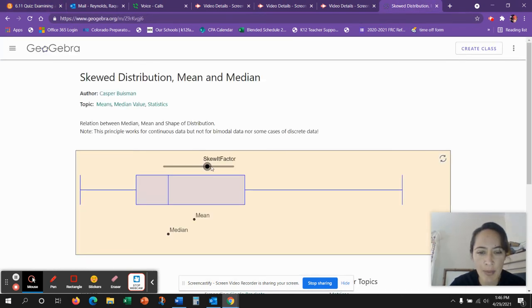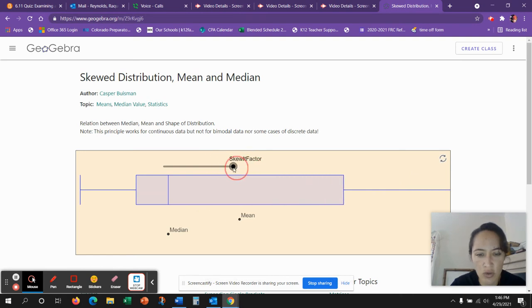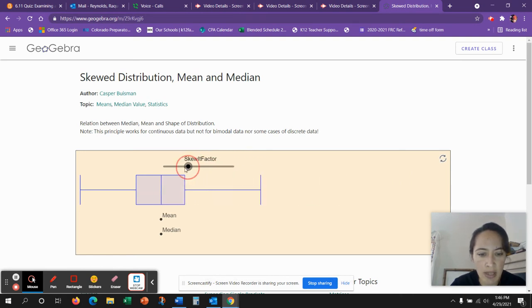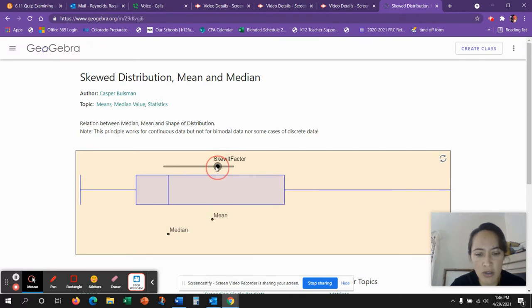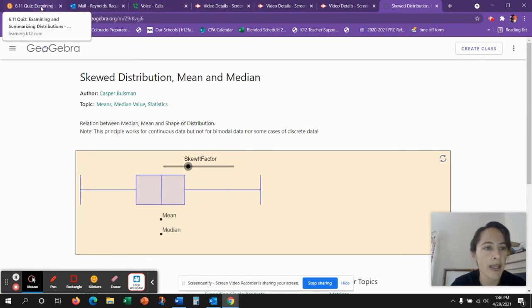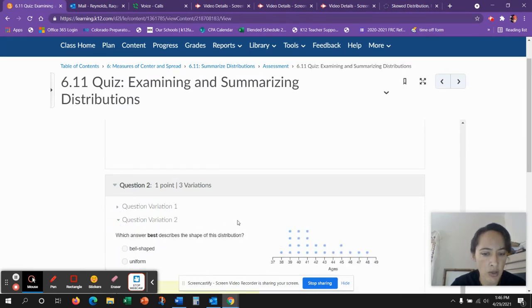If not, explore what's happening here. Look at the mean when it's nice and uniform or symmetrical. Then when it gets skewed, look at the mean. Look how fast it moves. Anyway, let's go back. Let's keep going. Let's look at question 2.